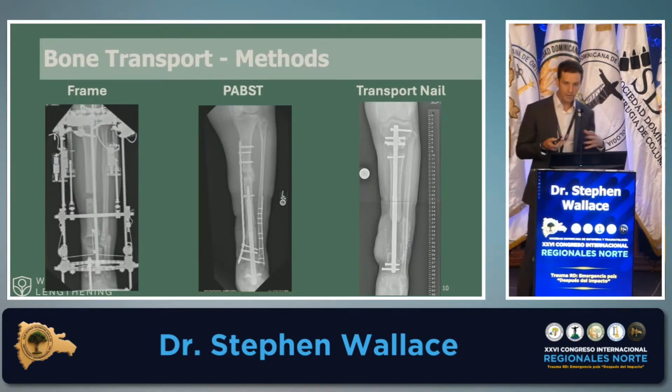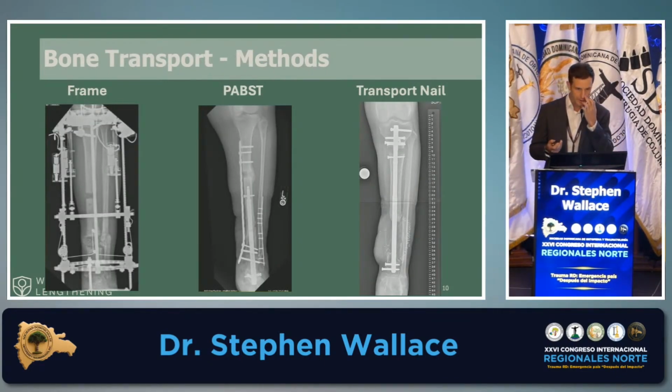So going over the 3 forms of distraction osteogenesis, there are a lot of different ways you can do it. One is at the frame, and I'll show you some modern techniques of how we do that. One is called plate-assisted bone segment transport. It's where you have a plate that's stabilizing the length, and then you're transporting a segment with a motorized nail.